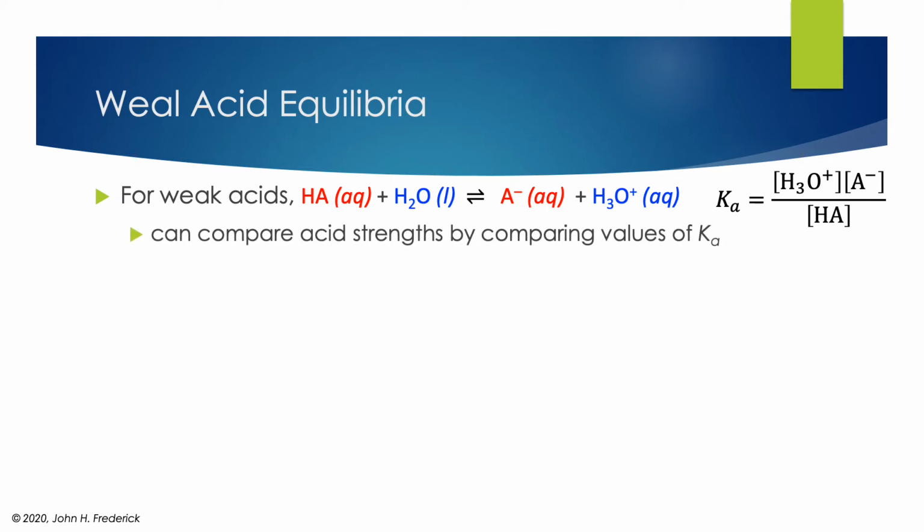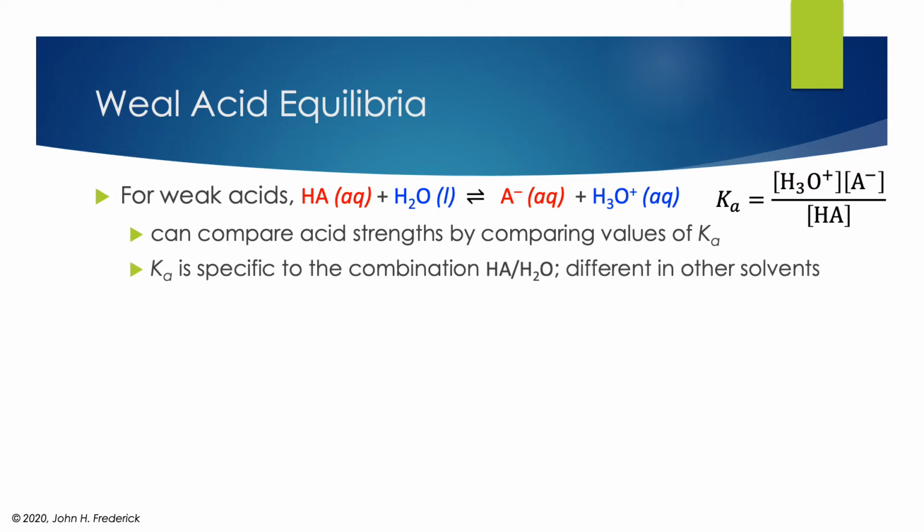Now we can compare acid strengths by simply comparing values of Ka, and we can begin to see some of the correspondence between those things. But I want to make a special cautionary claim here, and that is that Ka is specific to the combination of the weak acid with water, and it will be different in other solvents. So for example, if you were to run a reaction in a different solvent, you might get a very different sort of equilibrium constant. Let's see if we can understand where that comes from.